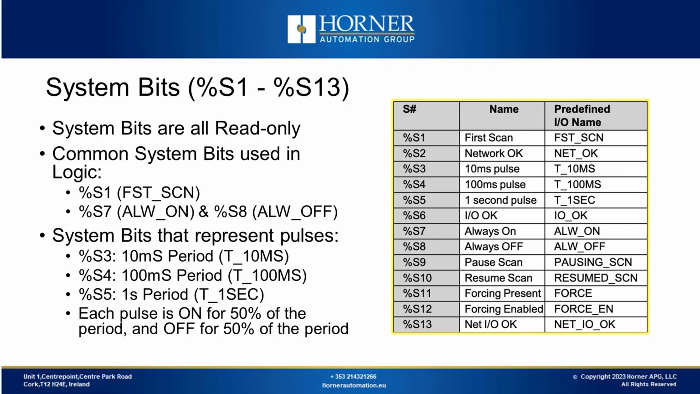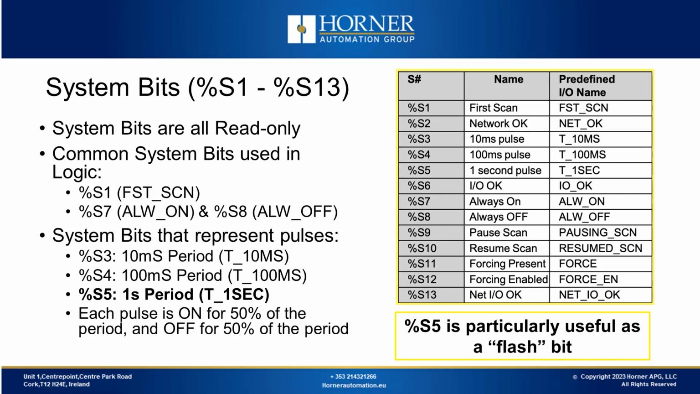Other useful system bits include those representing pulses. We have %S3 for a 10 millisecond period, %S4 for a 100 millisecond period, and %S5 for a 1 second period. Each of these system bits is on for the first 50% of the period and off for the second 50% of the period. %S5 with its 1 second pulse can be particularly useful as a flash bit. Customers often use it periodically for that function.